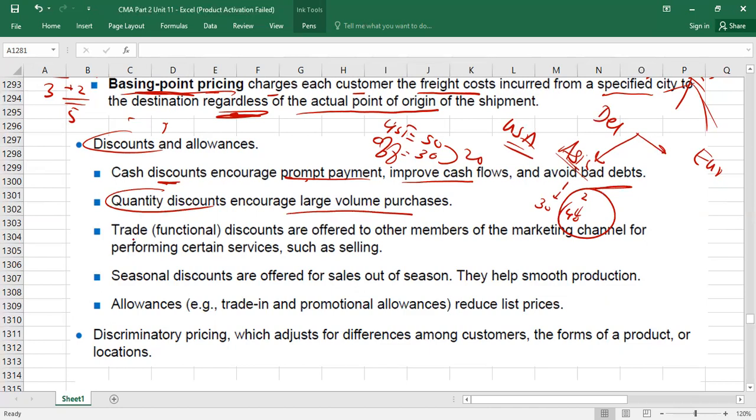Then we have a trade discount or functional discount.